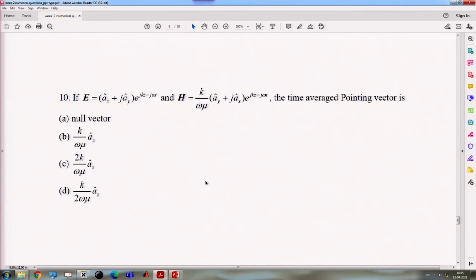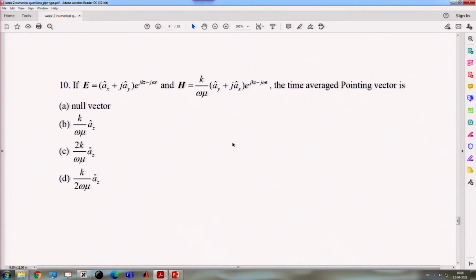So, in the next problem, E is equal to a_x plus j a_y times e to the power j(kz minus omega t), and H is given as k by omega mu times (a_y plus j a_x) e to the power j(kz minus omega t). The time average Poynting vector is, so here are the options. I have to find the time average Poynting vector. So, we know it is 1 by 2 real part of E cross H star.